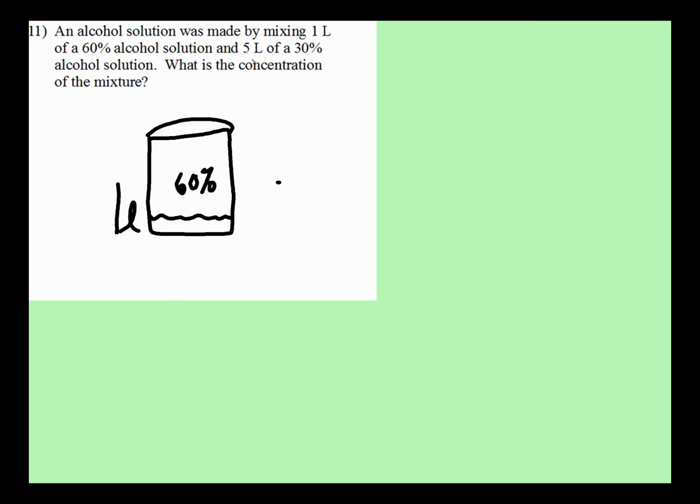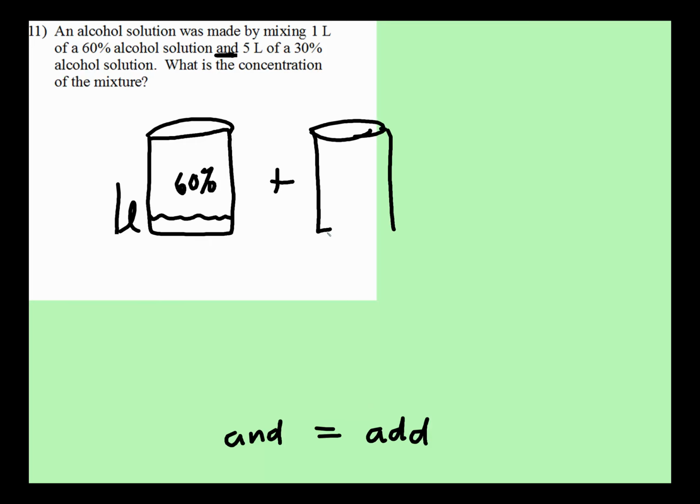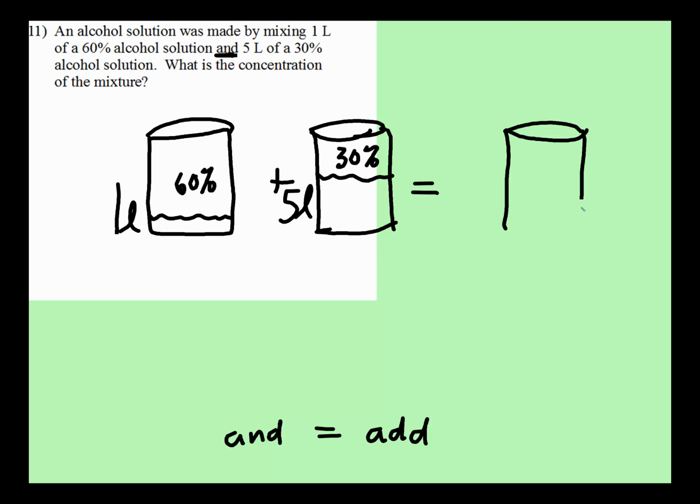All right. And remember, and between two things in math means add. So, and we're going to pretend that's the same size container, but now we've got 5 liters, and inside this 5 liters is a 30% solution. What is the concentration of the mixture? So we're now going to mix the 1 and 5 liters.